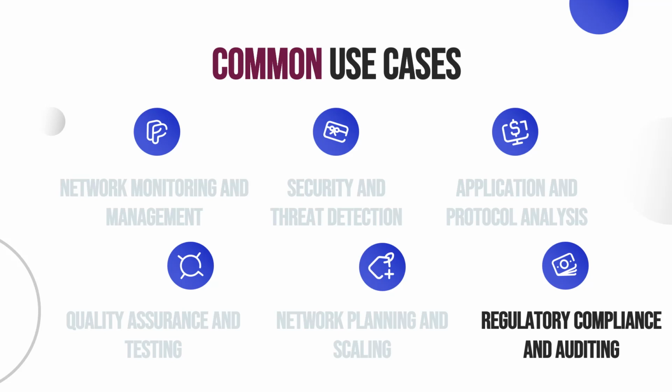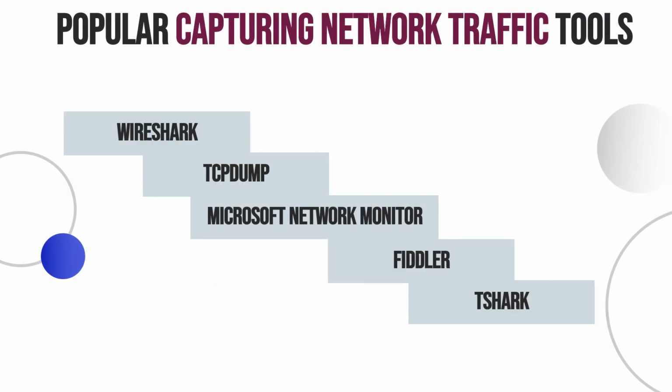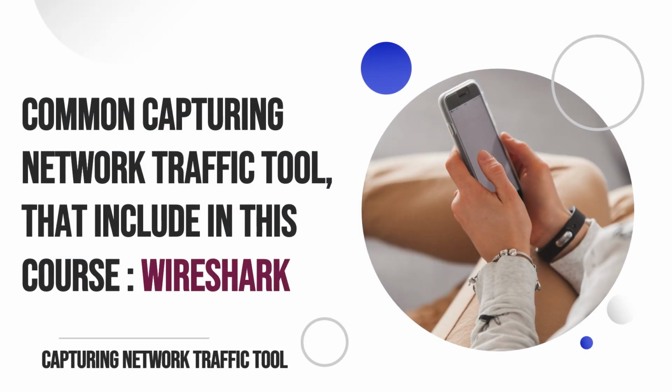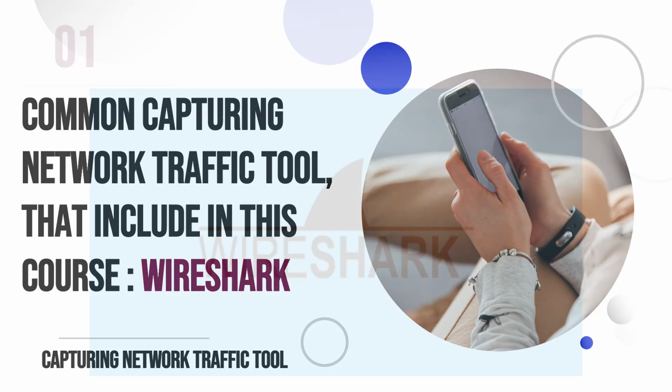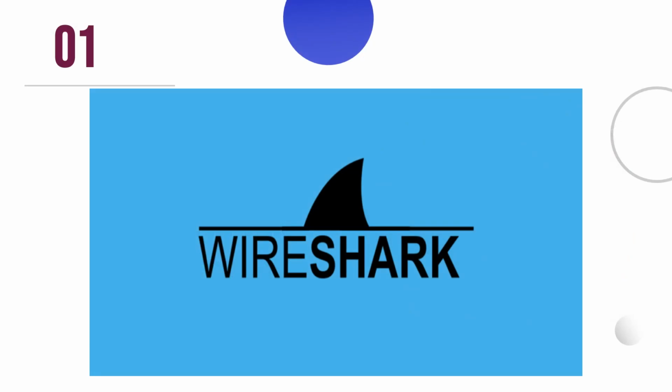There are several tools available for capturing network traffic, each with its own features and capabilities. The popular tools for capturing network traffic are Wireshark, TCPDump, Microsoft Network Monitor, Fiddler, and TShark. Within this course, we will explain the pros and cons of several of them, and in the following videos, you'll be able to overview the main components of Wireshark and learn how testers can use it in their work. Let's explore more about Wireshark.